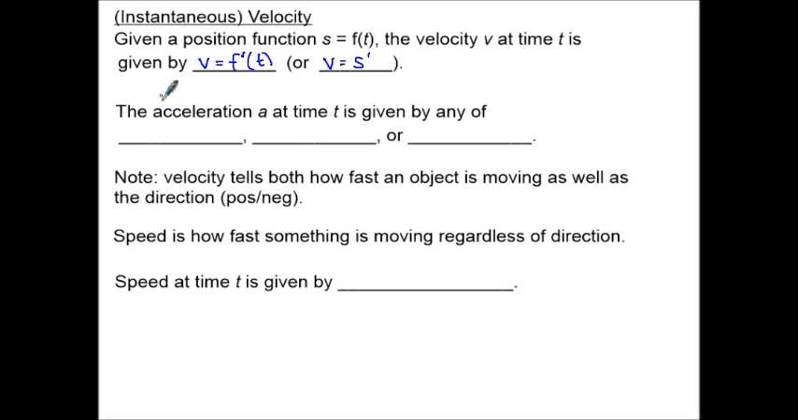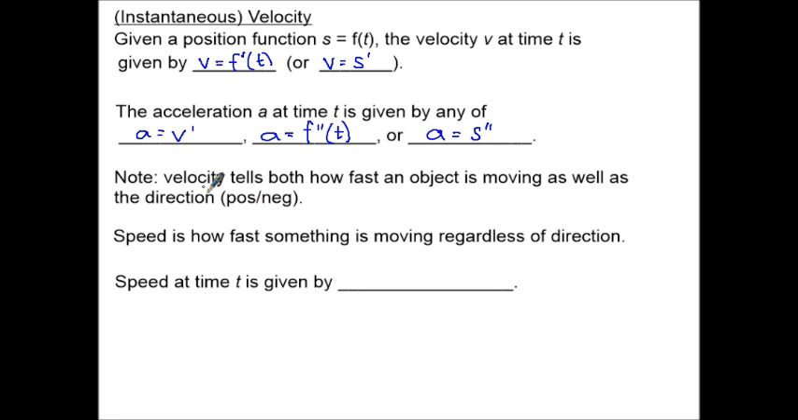Okay, then acceleration. From a previous lesson we know that acceleration is basically the derivative of velocity. So our acceleration is again the derivative of velocity, or if you want to go back to the original function, we could say that the acceleration is the second derivative of the original function, or again, if the notation suits you, you can say acceleration equals s double prime as well.